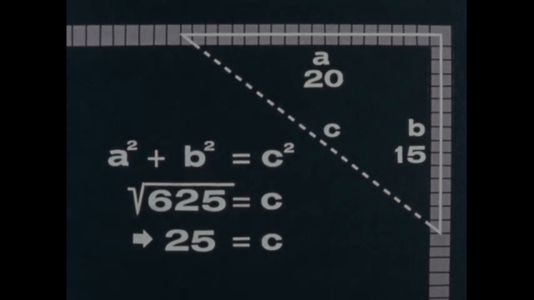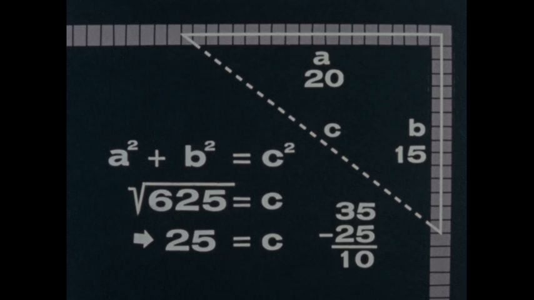The other two sides, 20 and 15, total 35. Subtracting 25 from 35 gives us 10. The boy has saved himself 10 sections of sidewalk.